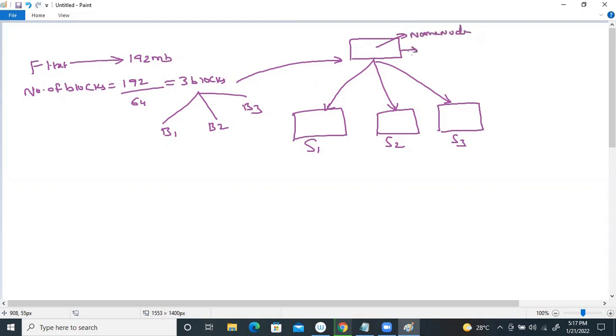So for F1.txt, see here, B1 is stored here, B2 here, B3 here, right? Think like you have got some 30 lakh records: 10 lakh in this, 10 lakhs in this, 10 lakhs in this. B1 has got 10 lakh, B2 has got 10 lakh, B3 has got 10 lakh.